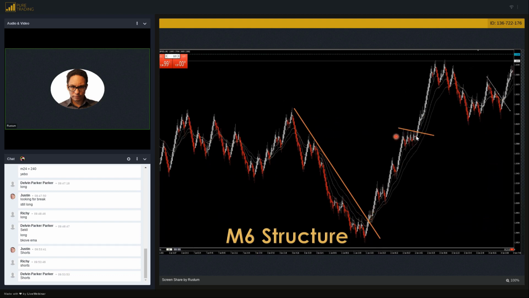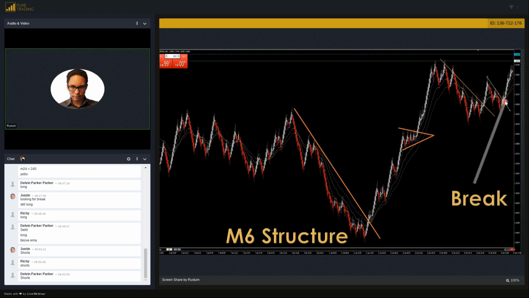Here is structure as well. You have a triangle. So when you've got all your analysis done, all you're looking for on M6 is a structure to break. Any structure, yeah? A trend line, triangle, another trend line, whatever it is, that's the area we are looking for. In this case, structure was your trend line.